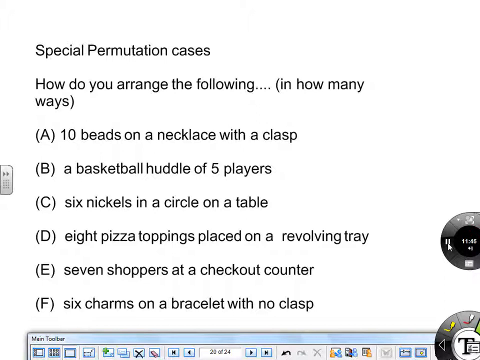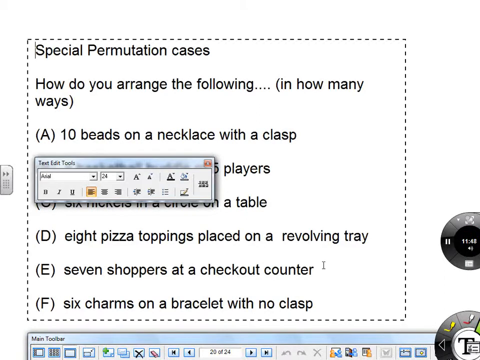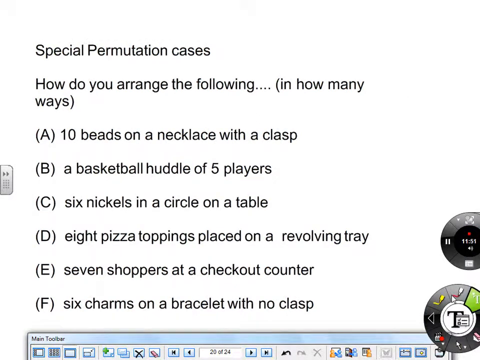So first of all, part E wasn't any different than what we've done before. Now, A is a bracelet. Bracelets are technically circular, but this bracelet has a clasp. So we're not going to do what Julia did and add 1 to it. However, the clasp is extremely important in the fact that it's not going to change location.